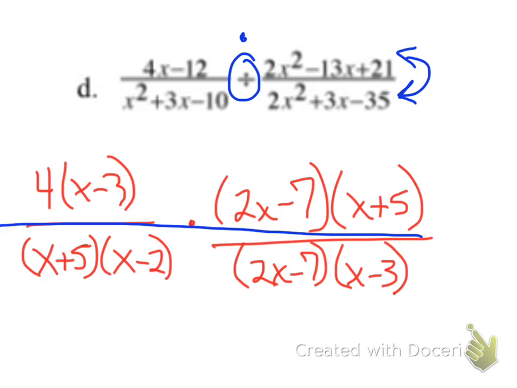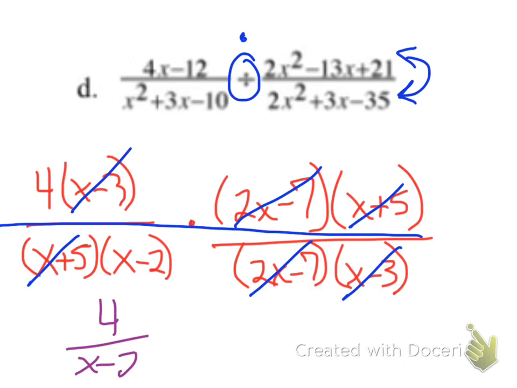So I can now make my giant ones. My x plus 5 and x plus 5 make a 1. My x minus 3 and x minus 3 make a 1. And my 2x minus 7 and 2x minus 7 make a 1. That leaves me with just 4 over x minus 2 left. And that is simplified.